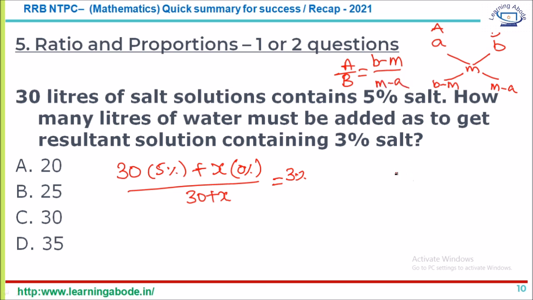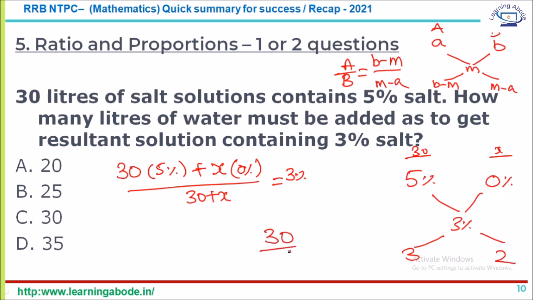Now we can use the relationship here. So let's say the 5% part, that's 30 liters, and then x liters, that is 0% salt, and the mixture is 3% salt. So between 0 and 3 the difference is 3. Between 5 and 3, the difference is 2. So 30 and x are in the ratio 3:2. So we got 3 and 2 here, 30 and x, so we can easily get x equal to 20. That's answer option A. So this is a question on weighted averages, in other words, mixtures and solutions.